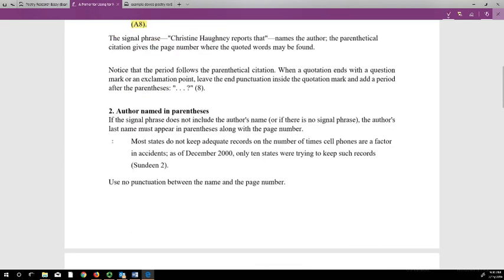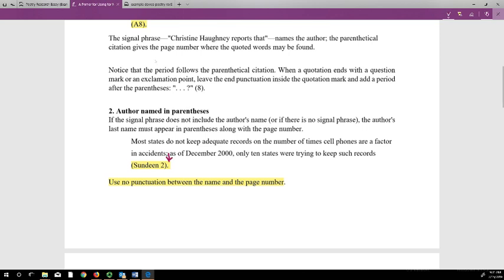Now, number 2, this would be an example of a paraphrase. If you remember from English 101, the difference between a direct quote and a paraphrase is when you read information and then you put it into your own words. But we still have to give credit. So now we see Sundin 2. Why do we see the author's last name at the end? Because it's not at the beginning. Now notice, no punctuation between name and page number. It's just one space.